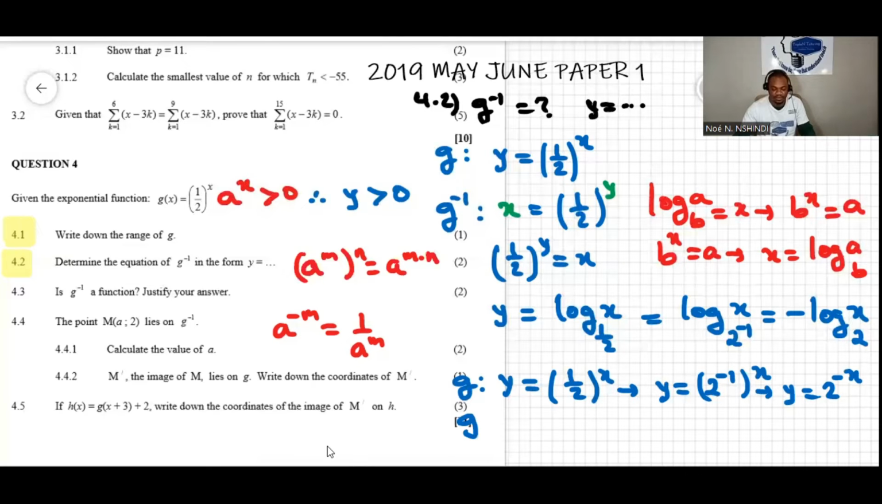So now, if you have this, then to work out the inverse g minus 1, as we said, we're going to switch x and y. So this is going to make it x equal to a half to the power of y. Actually, not a half, but 2 to the negative 1, I mean, so 2 to the negative y, I mean.